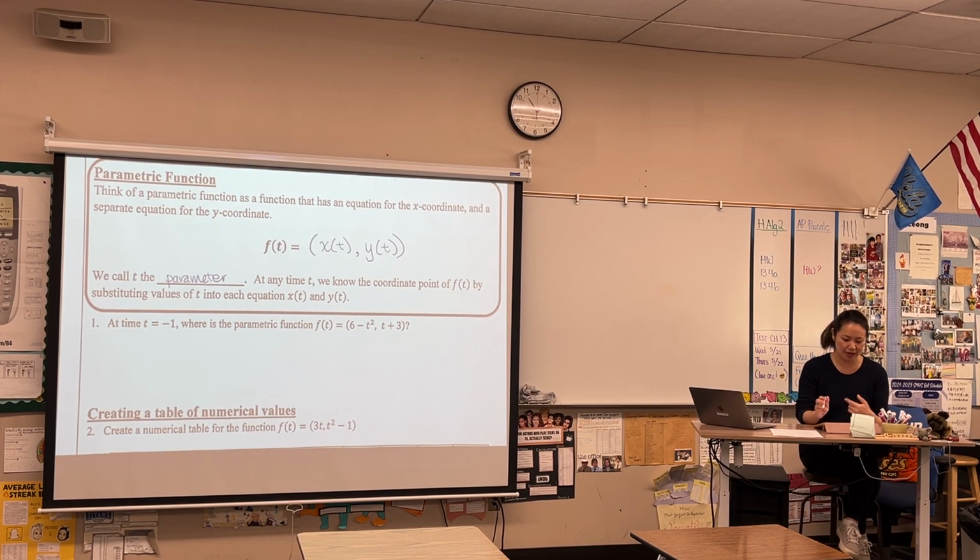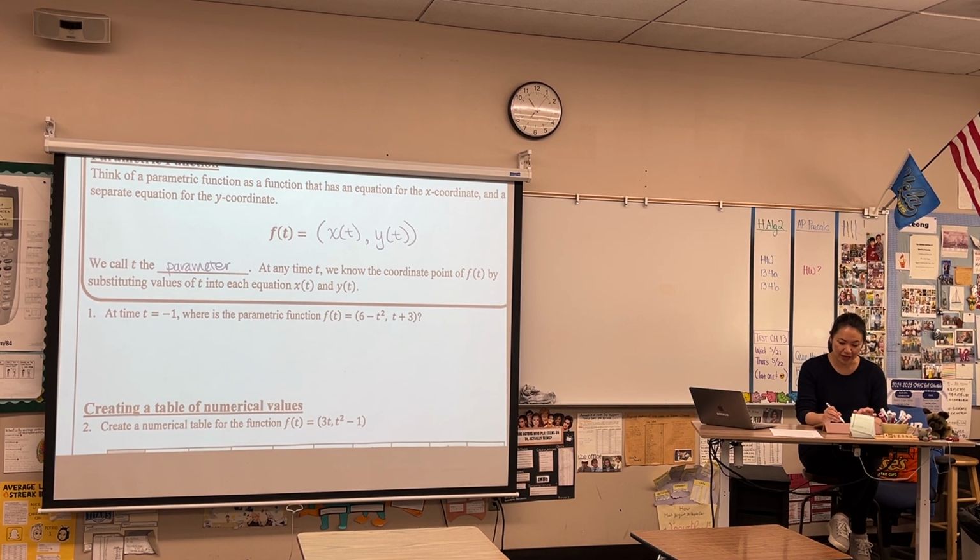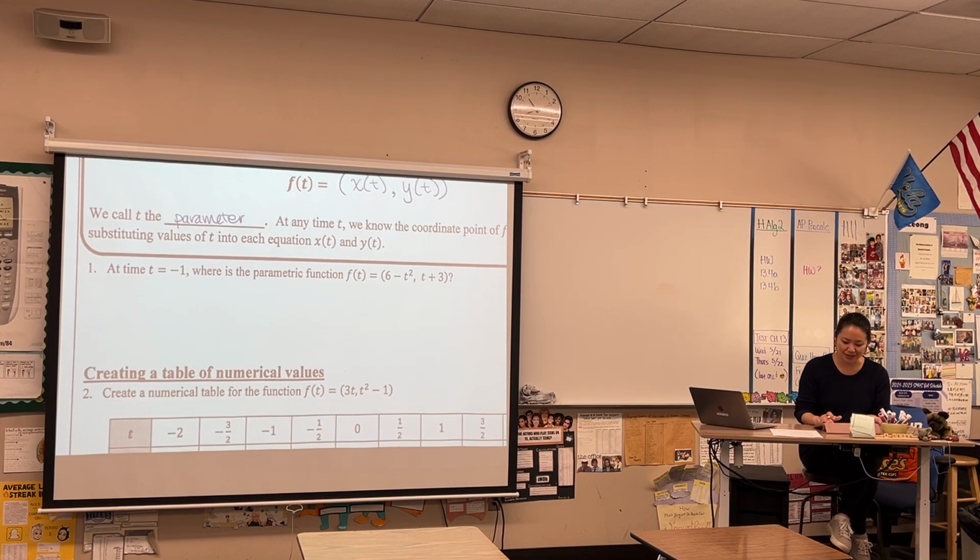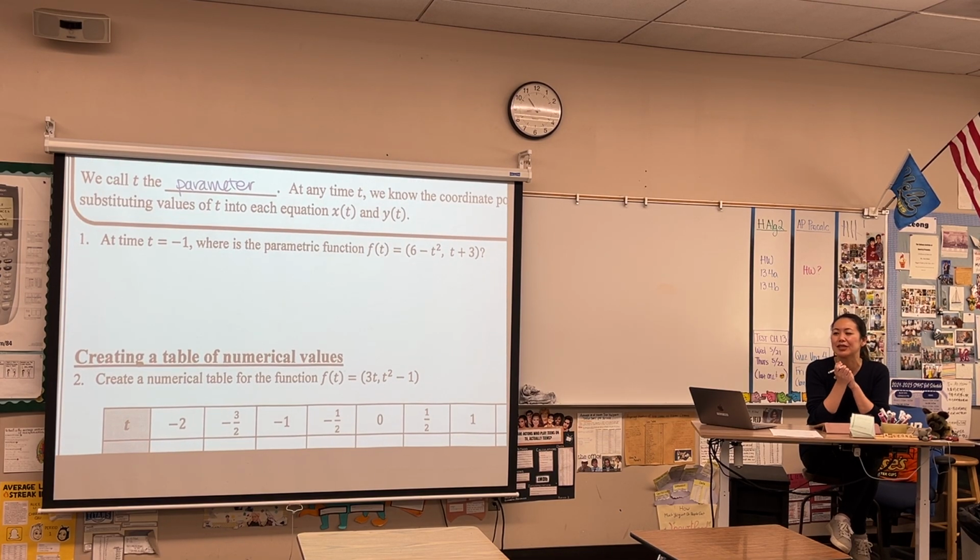All right, so let me go ahead and show you an example. So number one, at time t is equal to -1, where the parametric function f of t is given by this function, we want to figure out where is that parametric function when t is equal to -1. So guess what we're going to do? Plug it in. That's it.